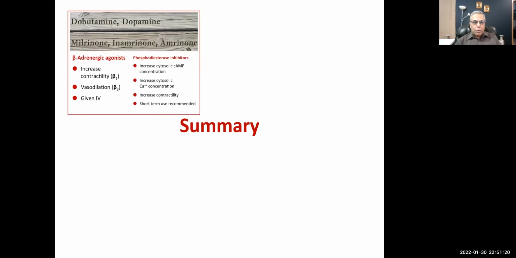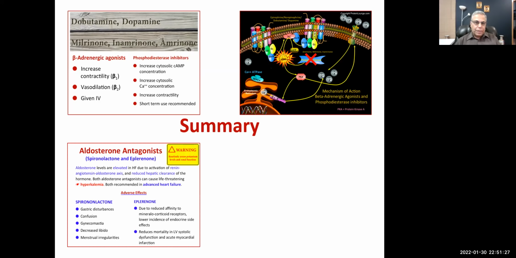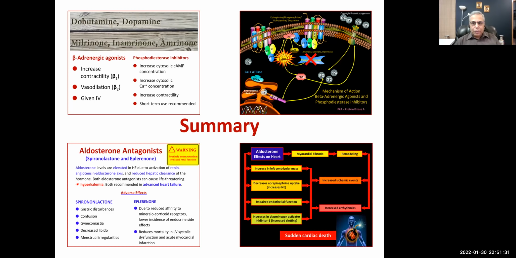So let me do a quick summary for you. We have done these inotropic drugs. I showed you the mechanism of action. We did these aldosterone antagonists, and we looked at the effects of aldosterone on the heart. All right, so actually we have gone very slow. We went into a lot of details, which is in a way good because you understand things, but it takes a longer time. Because our time is over now, we will stop here.